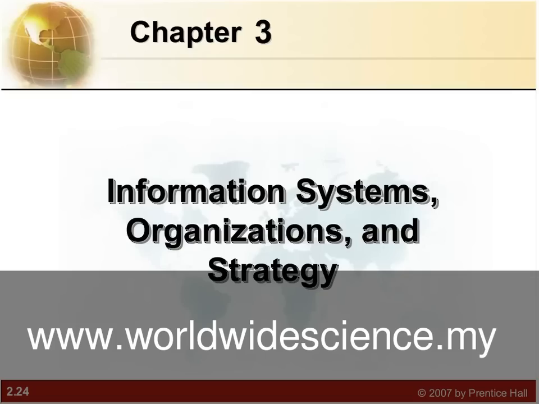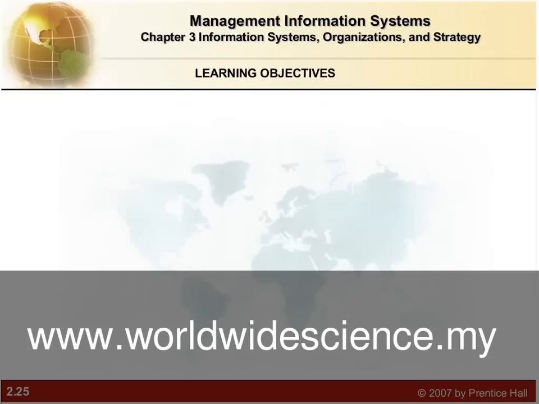There are some objectives in this chapter. Identify and describe important features of organizations that managers need to know about in order to build and use information systems successfully. Evaluate the impact of information systems on organizations. Demonstrate how Porter's competitive forces model helps businesses use information systems for competitive advantage.